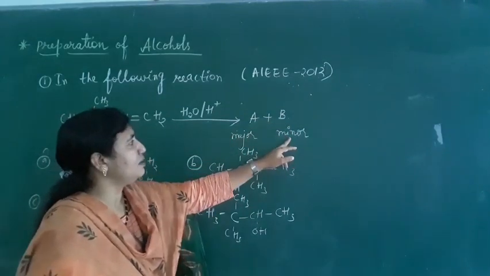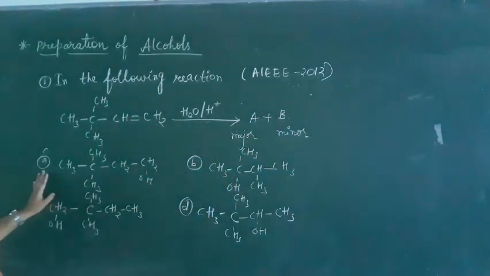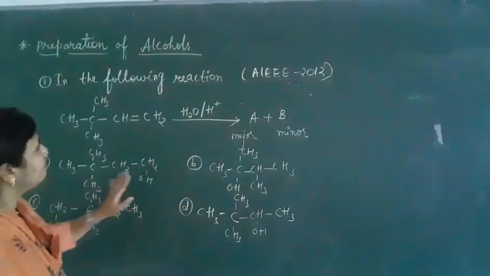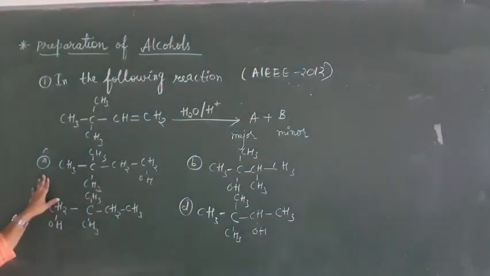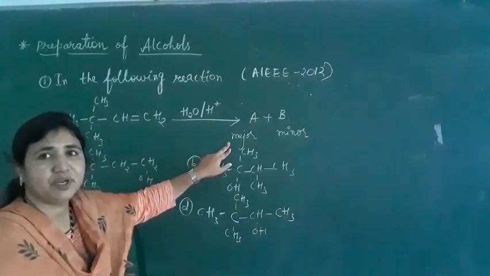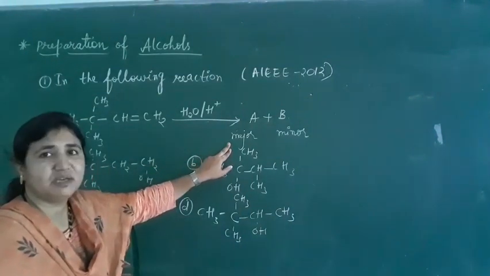A is major, B is minor. Okay, so find the major product. Which one is the major product they have asked? Question is which one is the major product?